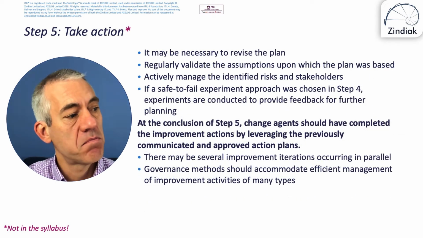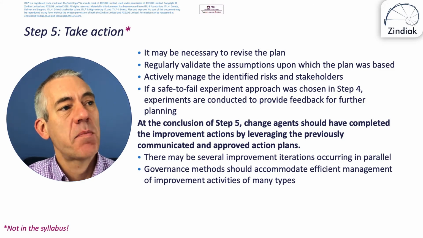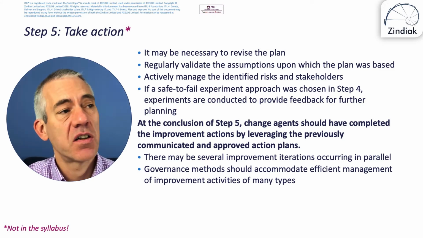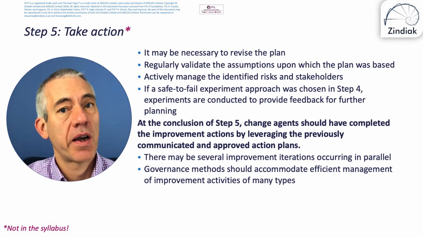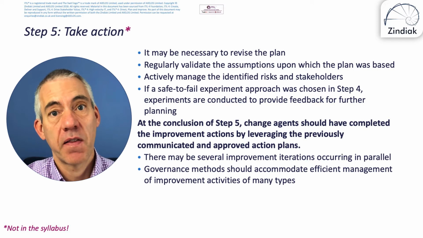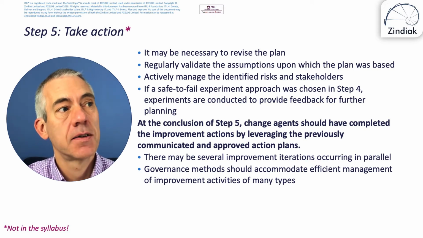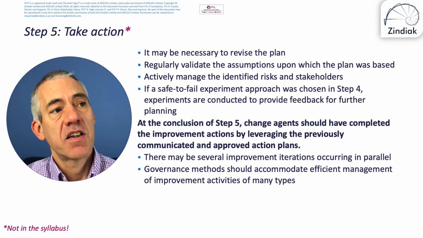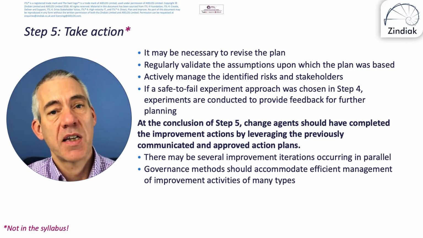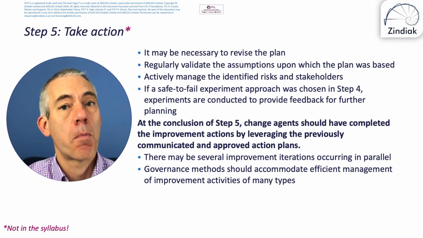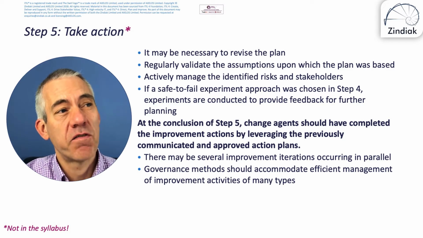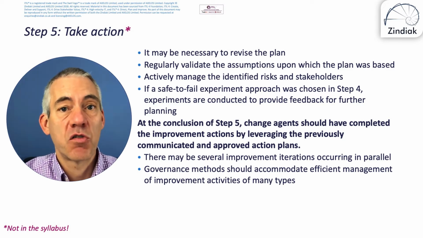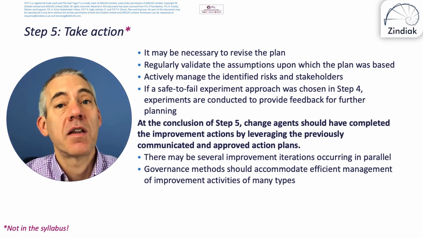Step 5, again, not on the syllabus. It may be necessary. So step 5 is take action, and this is the new step that wasn't in version 3, obviously. It may be necessary to revise the plan again as we're going, and so it's not fixed. We don't fix the plan and then say we can't move it, we want to remain agile. Regularly validate the assumptions upon which the plan was based. I talked about assumptions being risk, and because there's uncertainty around, we want to bring certainty as soon as we can. And very often at the beginning of a sprint or at the beginning of an iteration, they're the same thing, they're just different words, yeah.